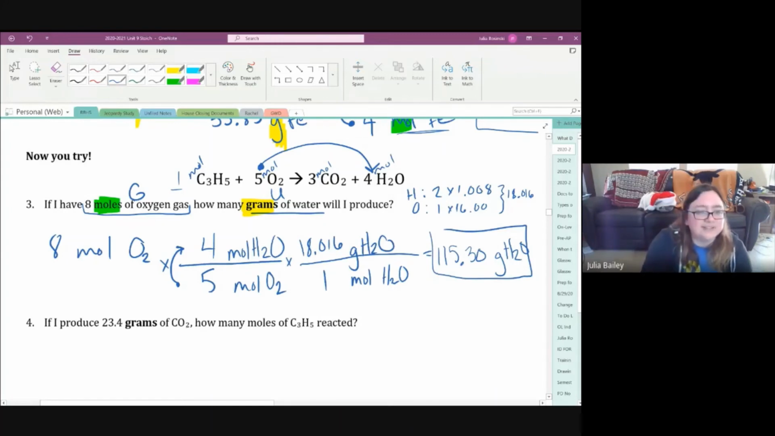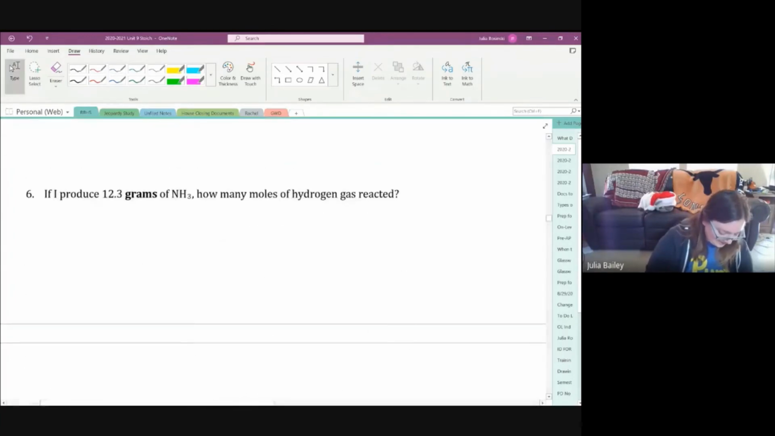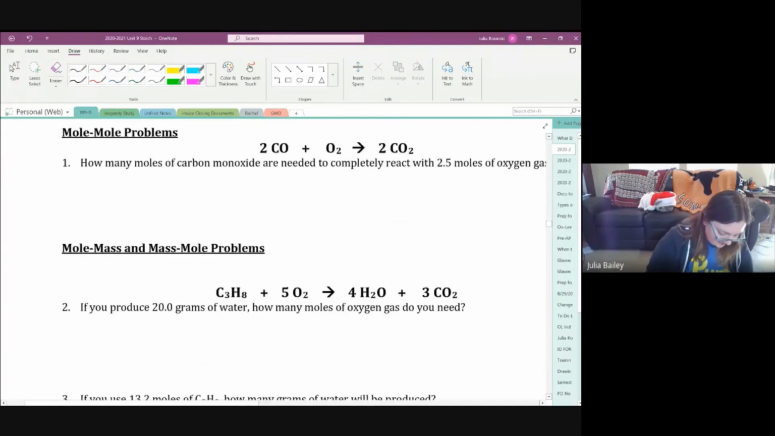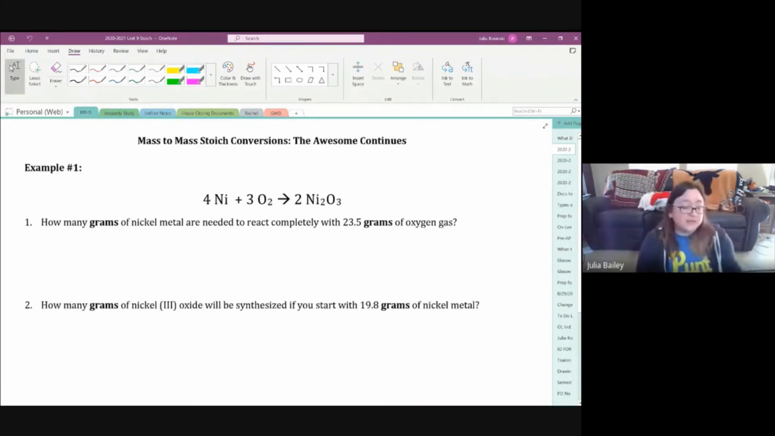It's time to move on. Are you ready for this? It's going to be pretty exciting because when you go to the next page, we can also do conversions in stoichiometry where we start with grams and end with grams. Grams everywhere. Okay.